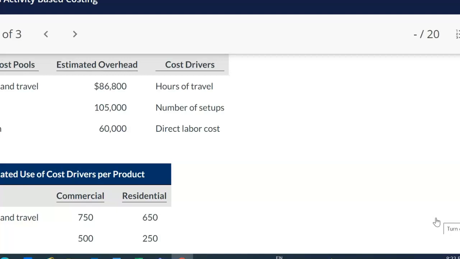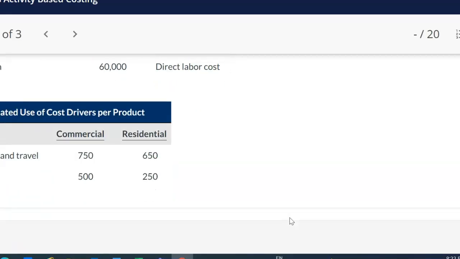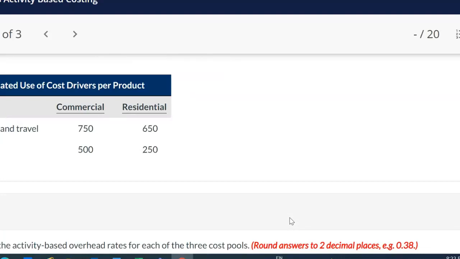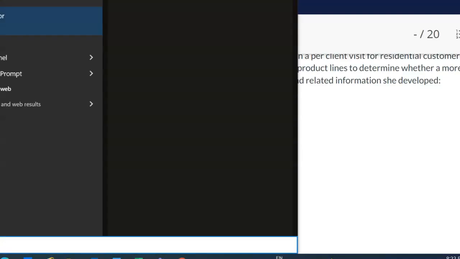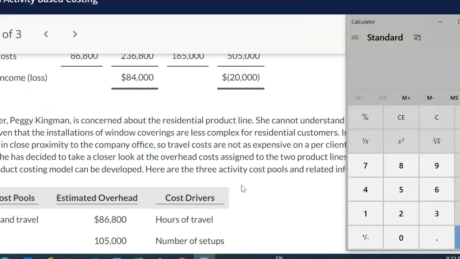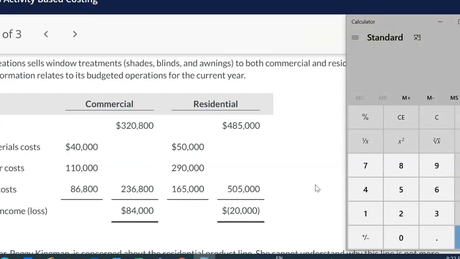Now we need the estimated use of the cost drivers. Go down and you see that commercial has 750 scheduling and travel hours, 650 residential, and that together is the total. Setup time is 750. But they didn't give us direct labor, so we have to go back up. What's the direct labor cost? 60,000 is based on direct labor costs. Very good, Fatma. Now look at the direct labor costs: 110 and 290. What you have to do is add those two together.